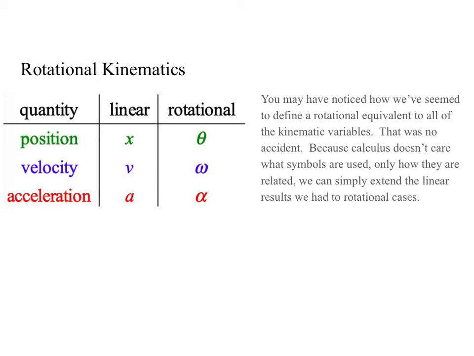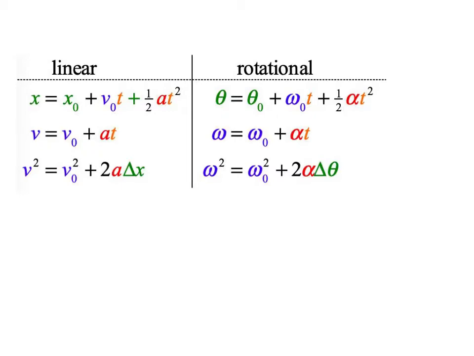But the key thing is that because calculus doesn't care about what symbols are used, we can take all the equations that have these and just map over their equivalents to get true equations in rotational stuff. That is to say, we can take things like x equals x0 plus v0t plus a half at squared and just translate it: every x becomes a theta, every v becomes an omega, every a becomes an alpha. There's no such thing as rotational time, so it just becomes t.